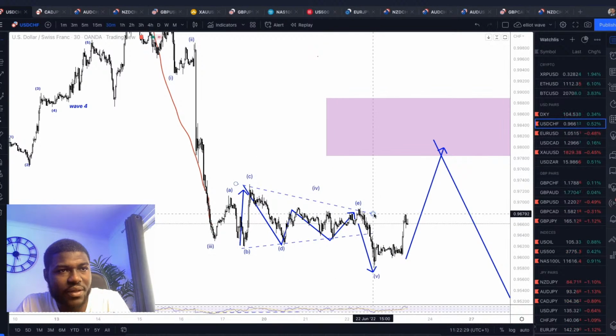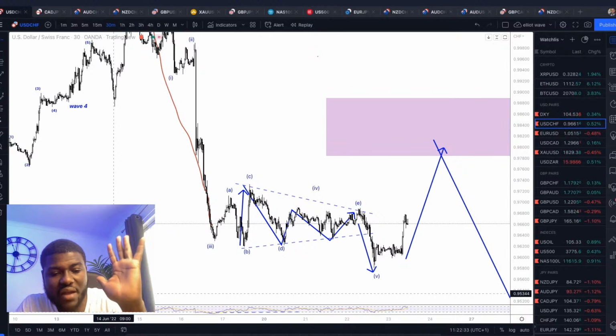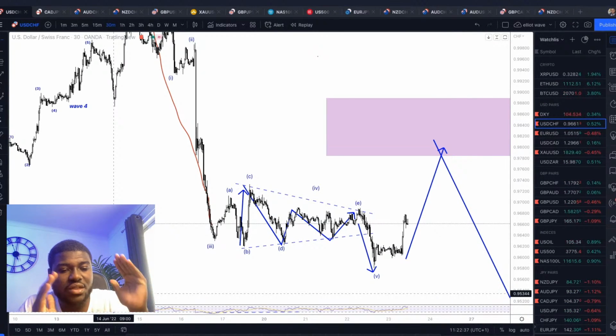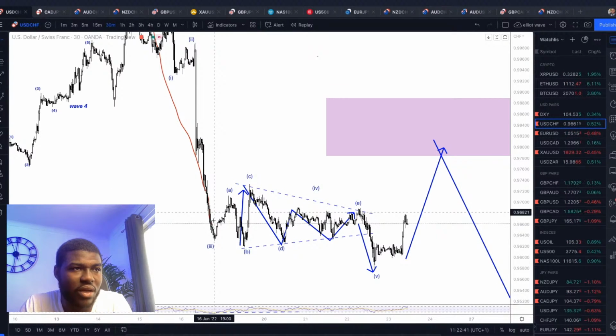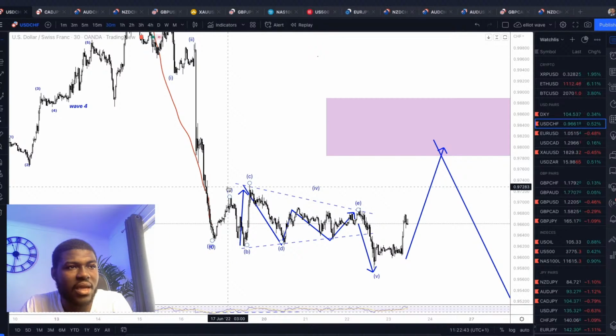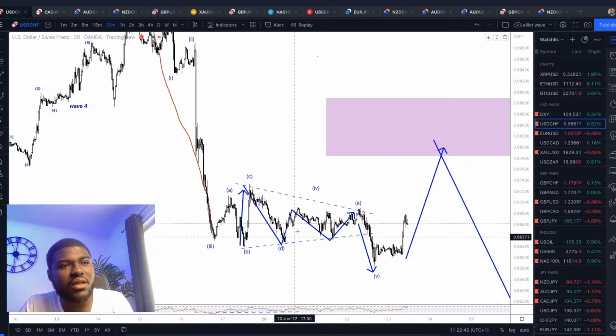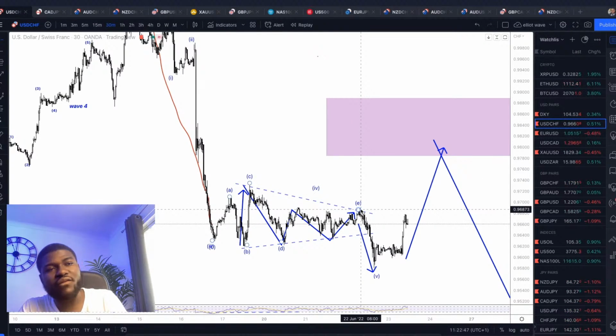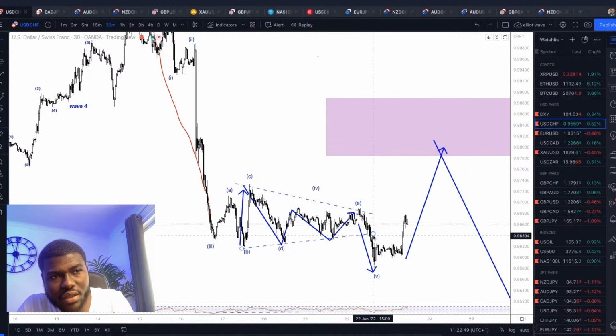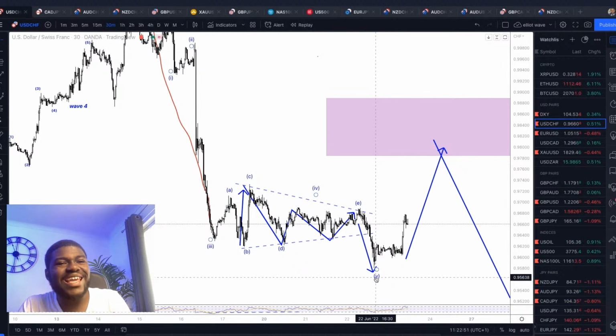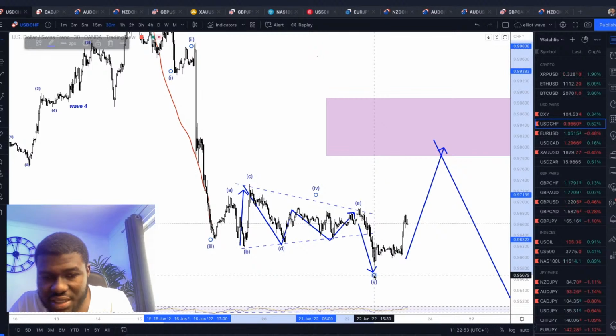So, as anticipated, this is the triangle pattern. A triangle is going to be made up of five swings. And when you join your trend lines together, it's going to give you a formation of a triangle. And that's exactly what happened. All of this is wave A, wave B, wave C, wave D, and I call the old days wave E. So after the breakout, that shows that the correction pattern has completed.